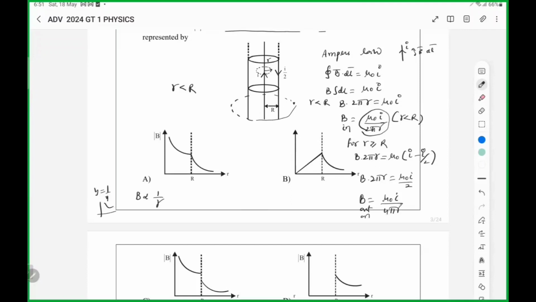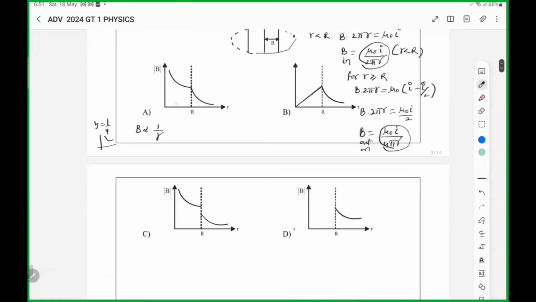Magnetic induction here and magnetic induction here are different, so this can't be the answer. This can't be the answer. Both are inversely proportional to R. C is the correct answer. At this point, the magnetic field is mu naught I by 2R. At this point, the magnetic field is mu naught I by 2 pi R. Here it is 4 pi R, which is less than that.